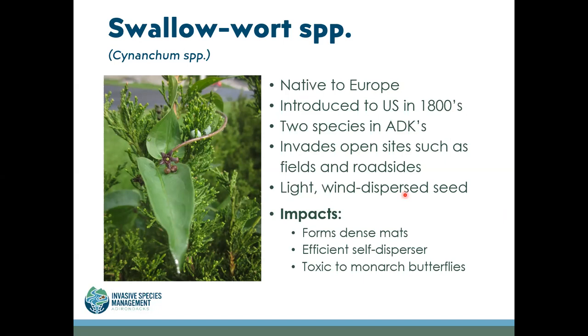They have a light, wind-dispersed seed that makes them a very efficient self-disperser. They form dense mats of vegetation that exclude other native plants, and they have foliage that is toxic to monarch butterfly larvae.